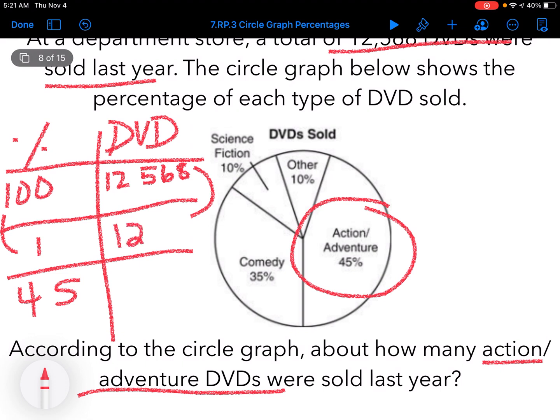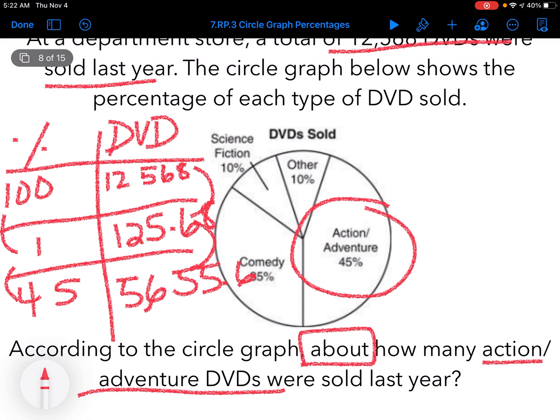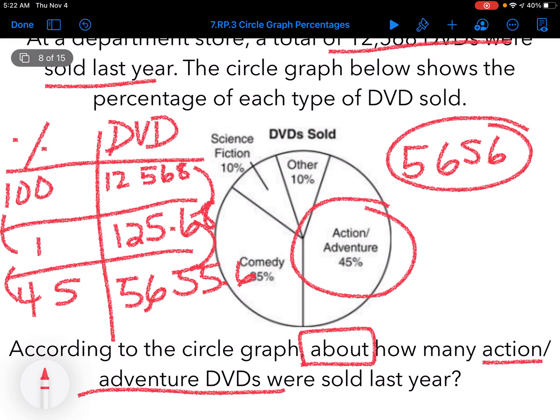And I get 125.68. And then I'm going to multiply by 45. And I get 5,655.6 DVDs. And it says about how many. So depending on what my answer choices said, I would say 5,656 DVDs, because I would round up. But depending on what the choices were, I might round down.